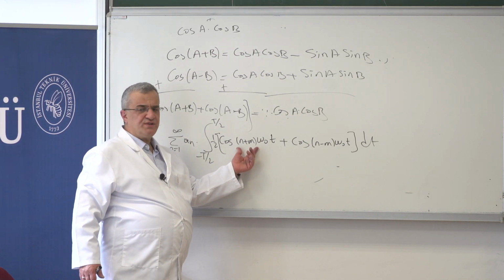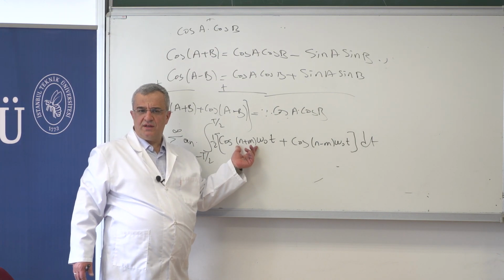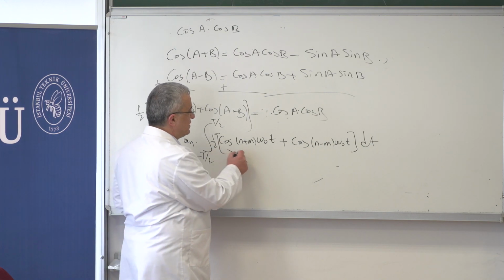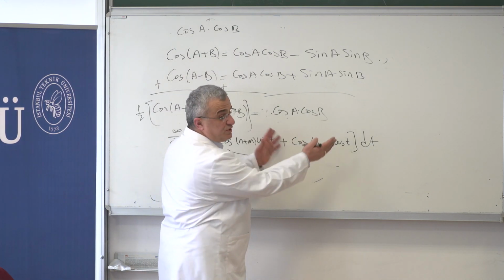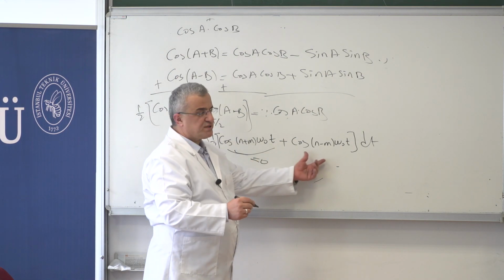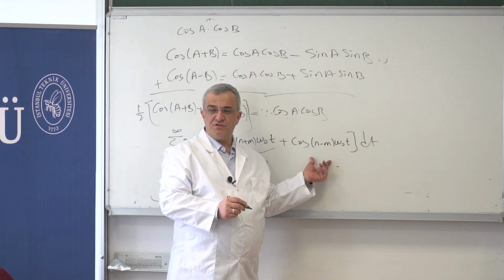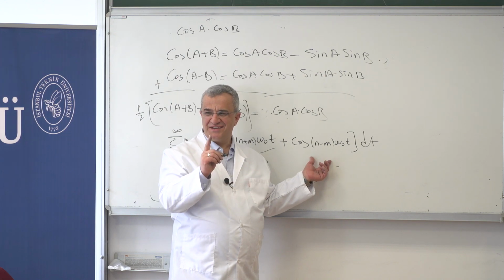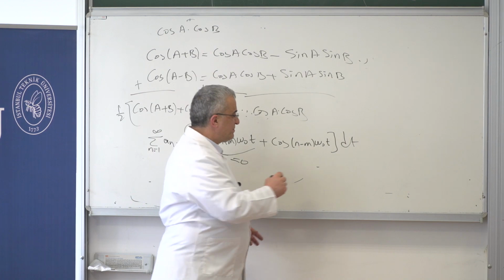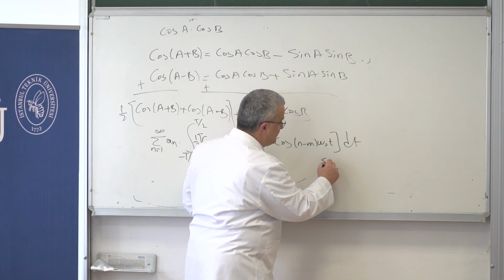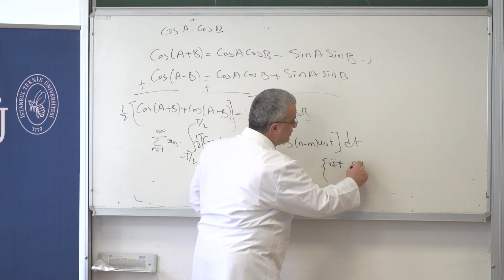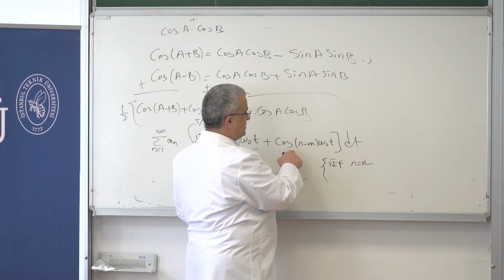What is the value of this integral for any n and m being positive? You separate this, of course, into two integrals, right? This is equal to 0. How about this? This will be 0 unless n is equal to m, right? If n is equal to m, then this becomes 1.